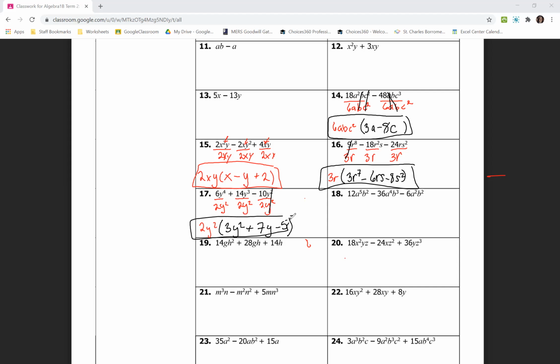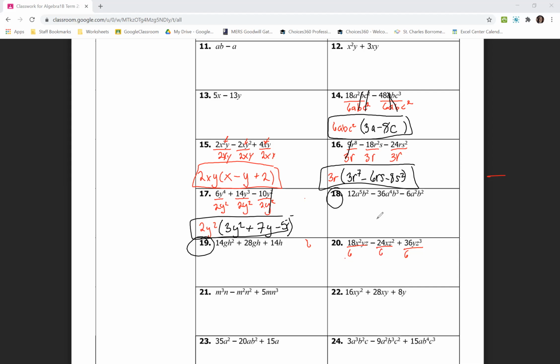Okay, I'm going to leave number 18 and 19 for you guys. All right, so let's do number 20. What can I divide into all three of these terms? Well, I know I can divide a 9 into 18 and 36, but that's not going to work for 24. I know I can divide a 3 into all of them, or a 2, or a 6. So I'm going to pick the 6 because that's the greatest common factor.